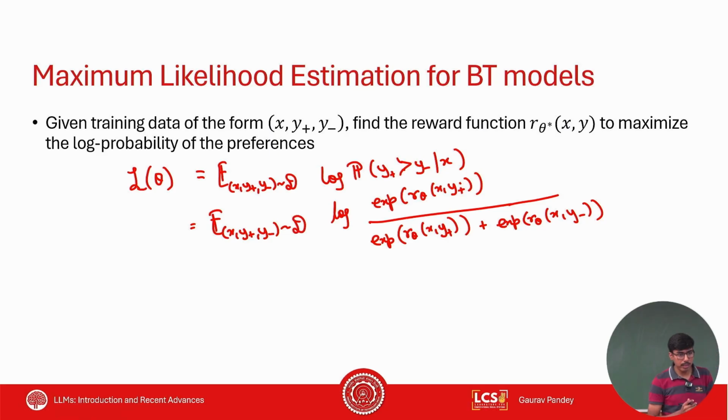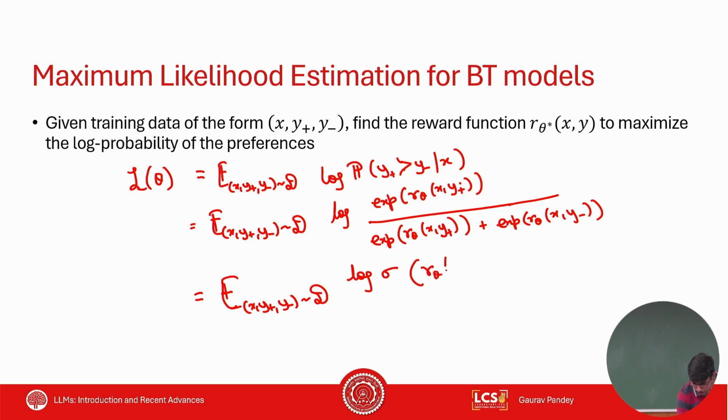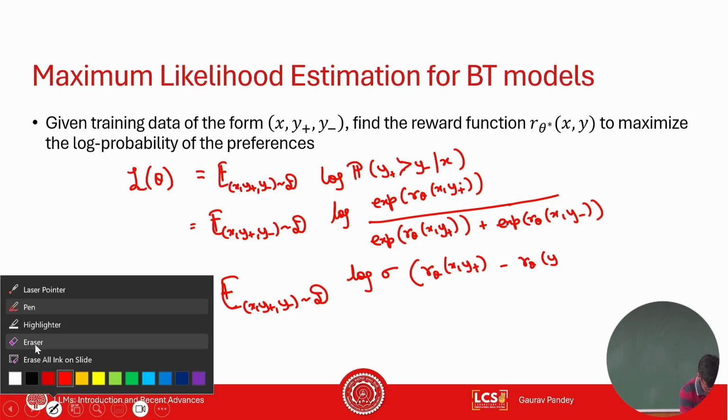So this is how your log likelihood of the preference pairs looks like, and you can do this shuffling here and there, and what you get is a very simple looking nice form. Log sigmoid of r theta minus r theta on the rejected response.